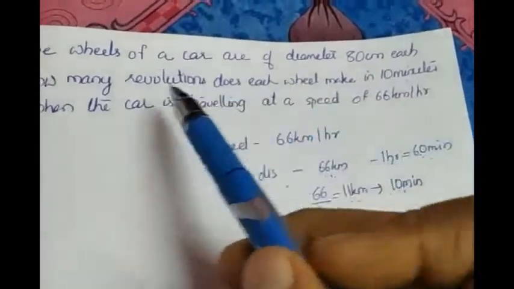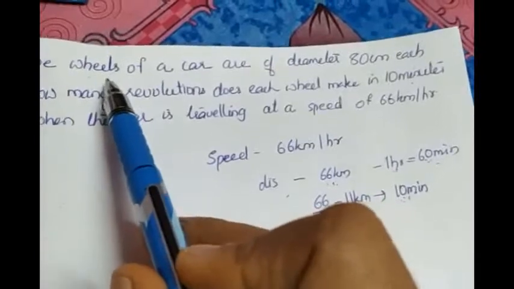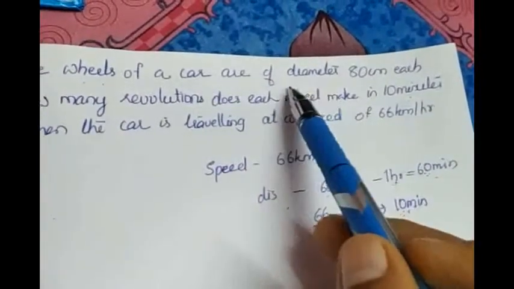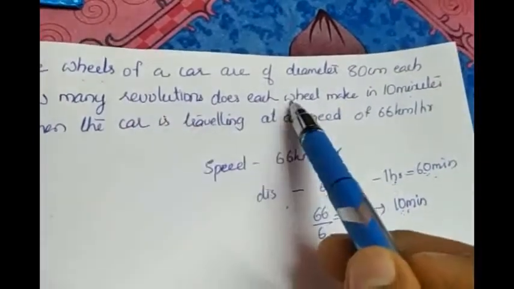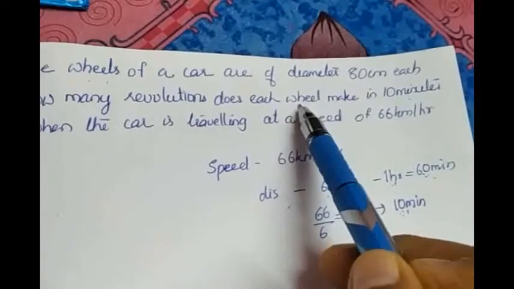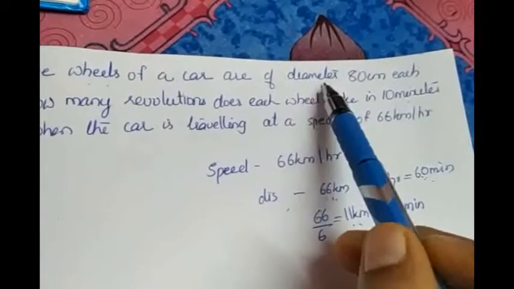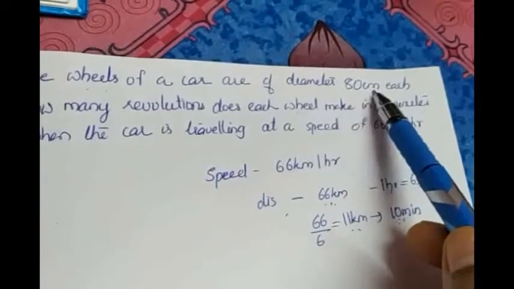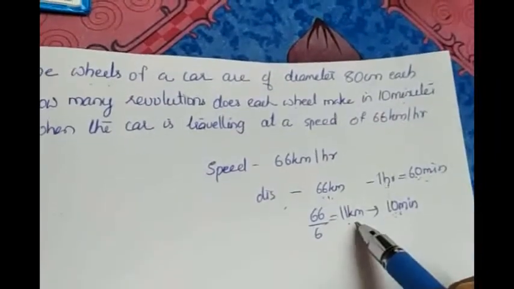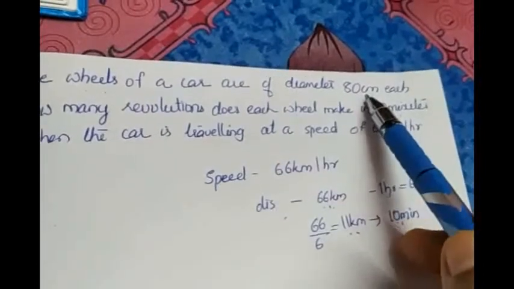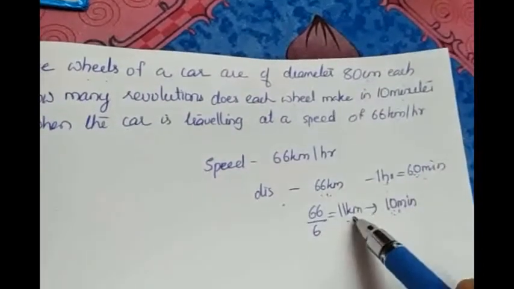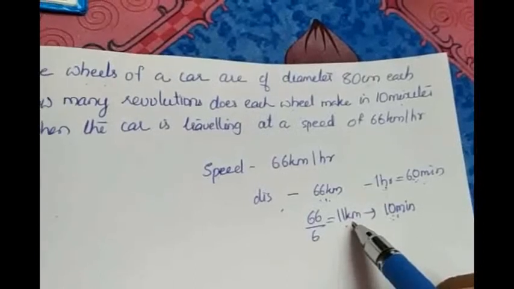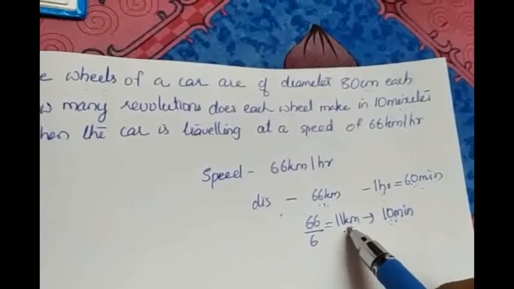Again, we have to find the number of revolutions of each wheel. What is the shape of a wheel? It's circular in shape and its diameter is given as 80 centimeters. See the difference between the units. Here it is centimeter and here it is kilometer. So either we have to convert this into kilometer, or we have to convert this into centimeter. The better way is to convert this 11 kilometers to centimeters.